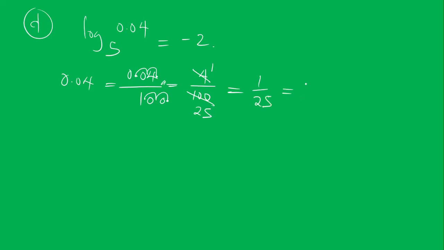Now this is the same thing as saying, according to the law of indices, where you have 1 all over a is the same thing as a to the power minus 1. So this will now be written as 25 to the power minus 1, and 25 is equal to 5 to the power 2. Now applying that here, you have 5 to the power 2 all to the power minus 1.